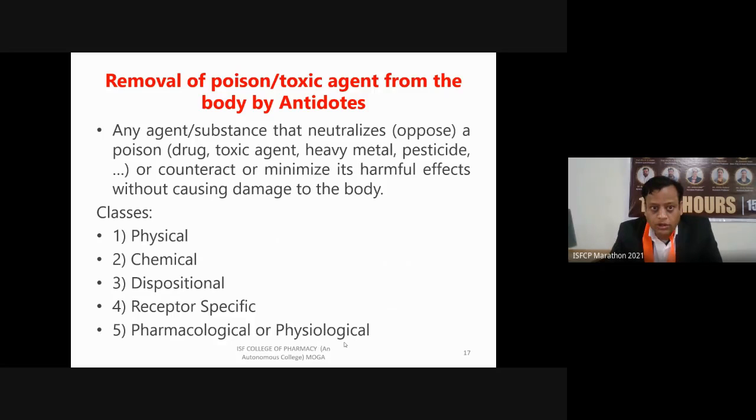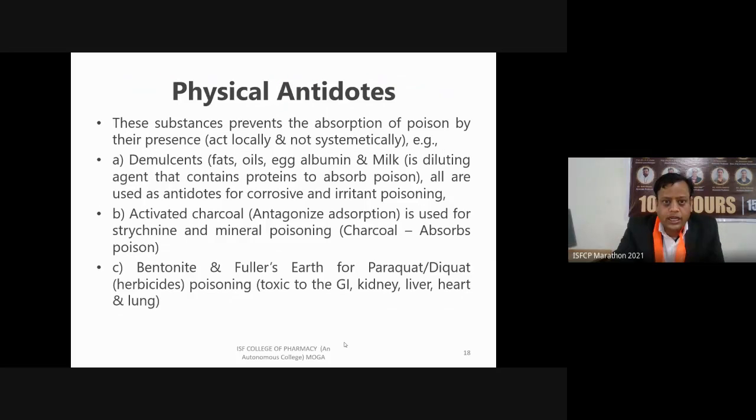These are classified into physical, chemical, dispositional, receptor specific, and pharmacological or physiological. So antidotes are divided into physical, chemical, dispositional, receptor specific, and pharmacological. What are physical antidotes? These substances prevent the absorption of poison by their presence.